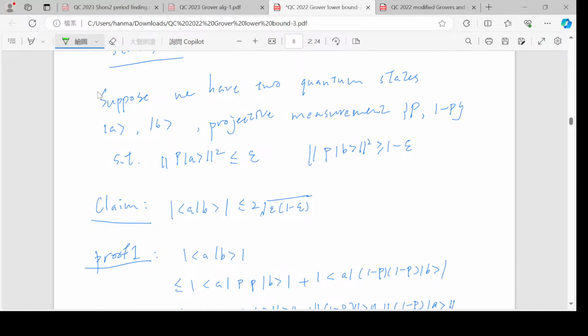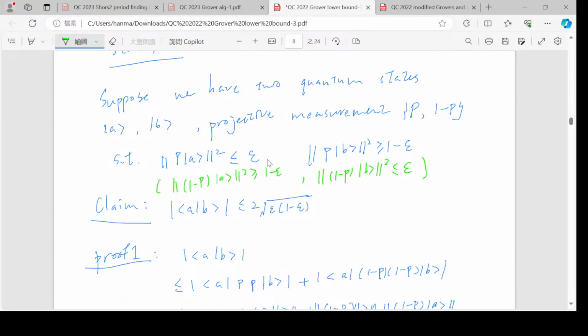Maybe that's also the right thing, because the probability on P and the probability on 1 minus P should sum to 1 when squared. So this also means the norm of 1 minus P on A is greater than square root of 1 minus epsilon. So A got accepted with probability less than epsilon, but B got accepted with probability greater than 1 minus epsilon. So they distinguish A and B pretty well. This also means the norm of 1 minus P on B is less than square root epsilon.